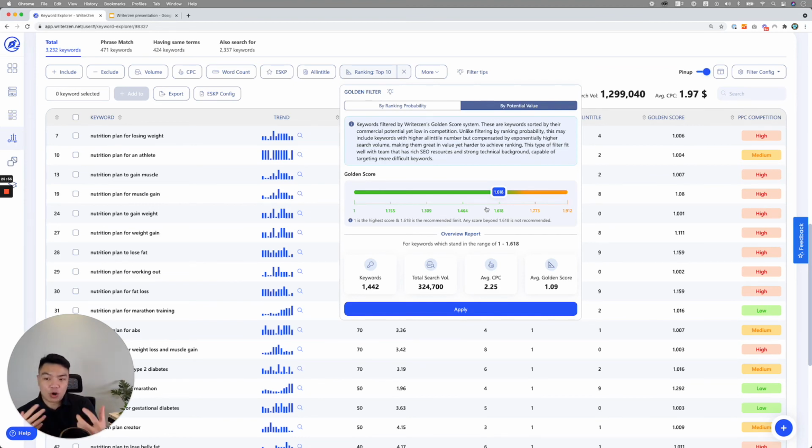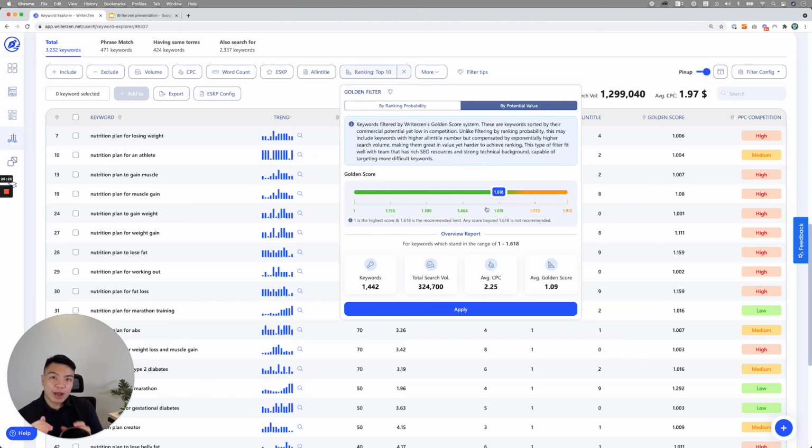If you are a stronger team, you want to look for keywords that are really good in the mature zone, because some keywords in the mature zone, even though they have a very high On Title, let's say 100, are compensated by exponentially higher search volume, right? Let's say you have 100 websites targeting a keyword, but the search volume of that keyword is like 5,000 or 6,000. Now, if a keyword lies in that zone, that's a keyword worth going for.